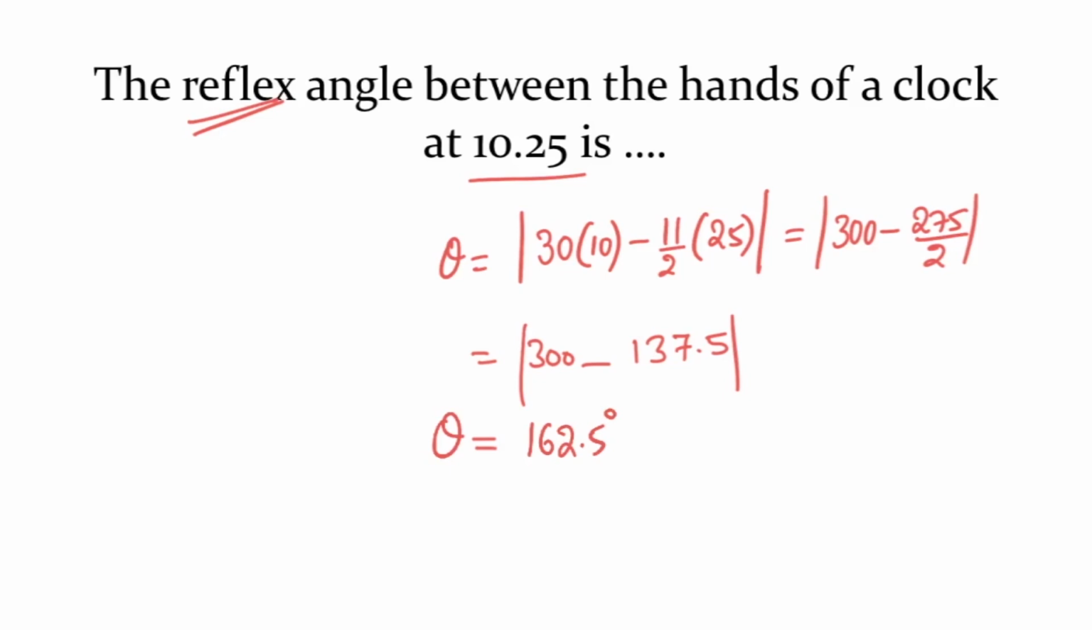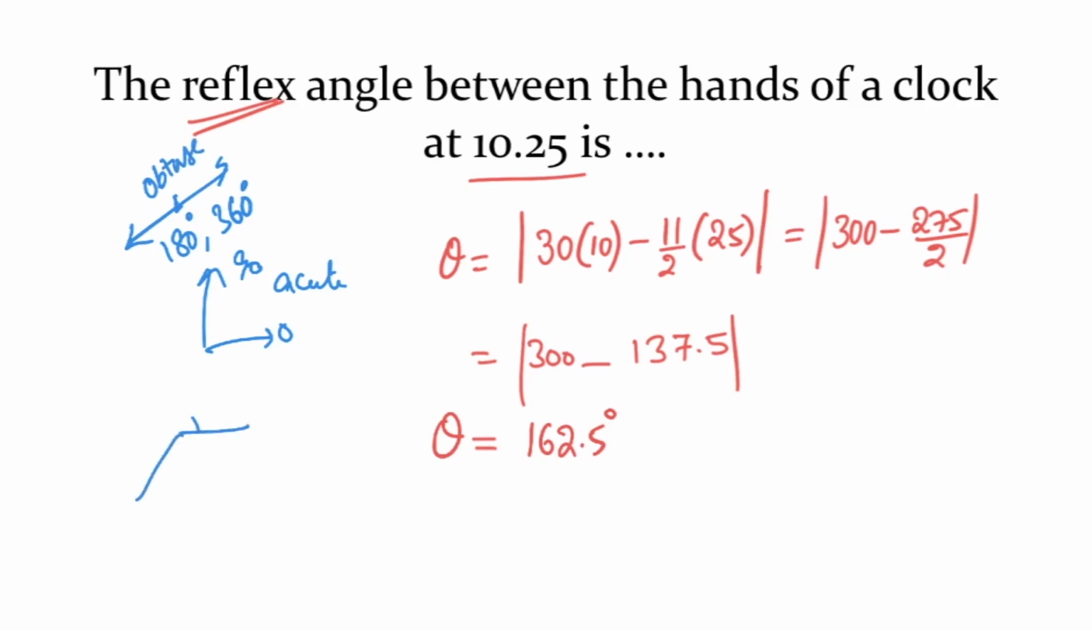What is meant by reflexive angle? See, a reflexive angle is an angle which is in between 180 degrees and 360 degrees. If the angle is in between 0 and 90, we call it an acute angle. If the angle is in between 90 and 180, we call it an obtuse angle. If an angle is more than 180 degrees, we call it a reflexive angle. Here, a reflex angle is required. So whenever the angle is less than 180 degrees, it cannot be a reflexive angle.